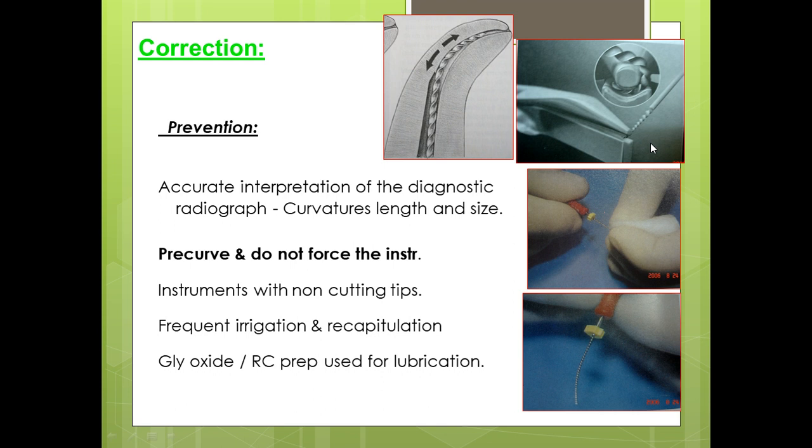So when the ledge can be predictably bypassed, then efforts are directed towards establishing the apical patency with a number 10 K file. So gently pass the next instruments, 1 mm beyond your previous instrument length. Like that, you have to slowly establish the working length and the patency of the canal.